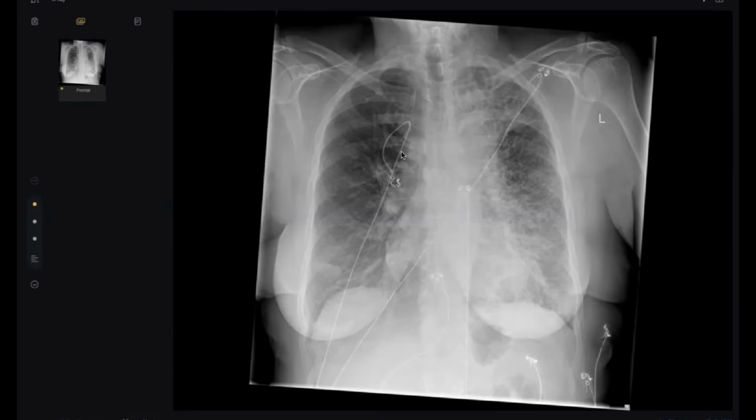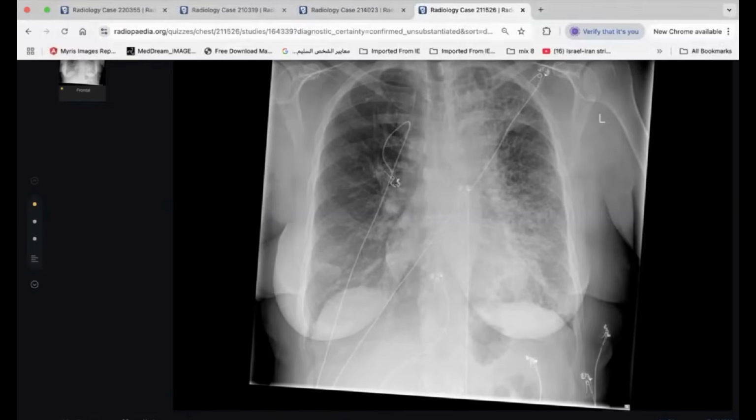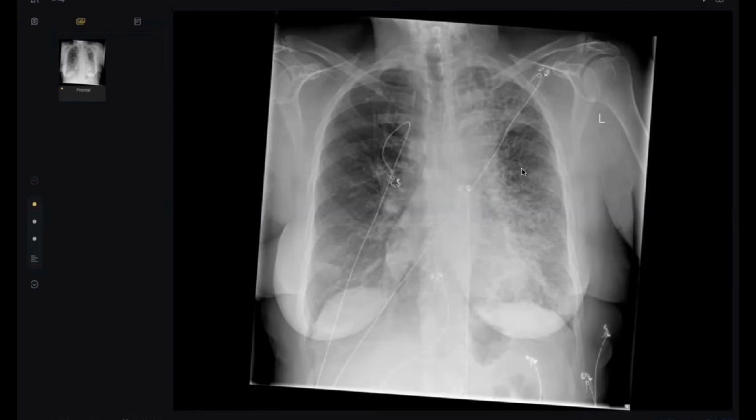Which history do you want to ask the patient about? I want to ask about any history of birds, any history of allergy, history of immunocompromise, or any other history, like previous infection, previous tuberculosis. Unilateral reticulation like this has a very specific distribution, and the patient is old.